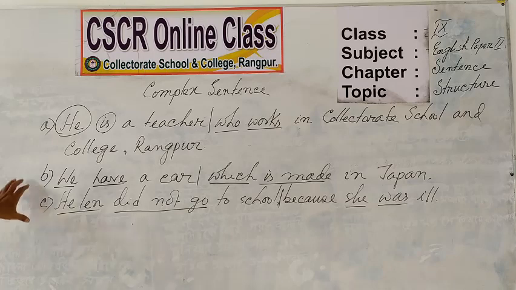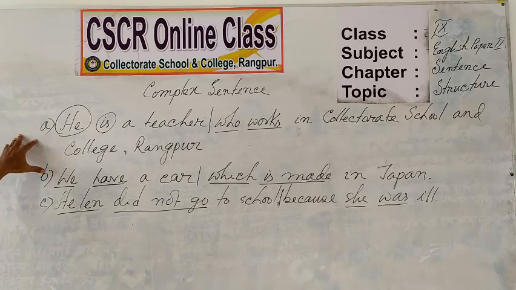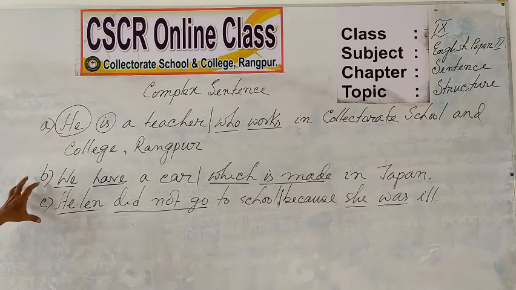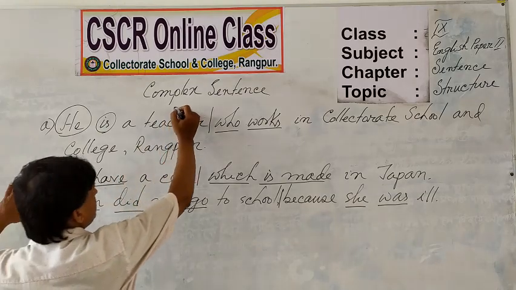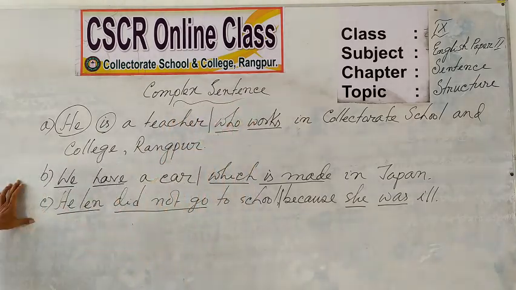Dear students, there are two subjects, two finite verbs and two parts. Of the two parts, one part is independent, but another part is dependent. Another part is dependent on the first one. That means these sentences are called complex sentences. Dear students, can you define what a complex sentence is?